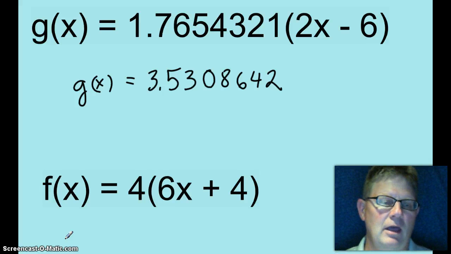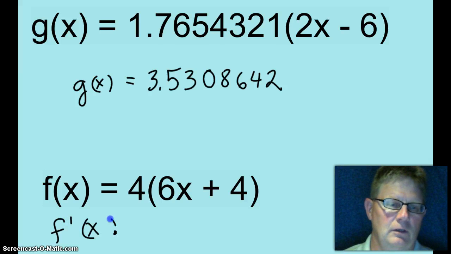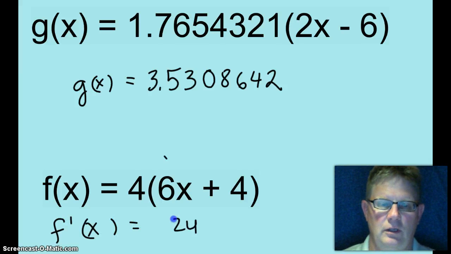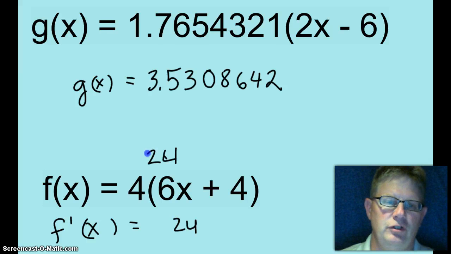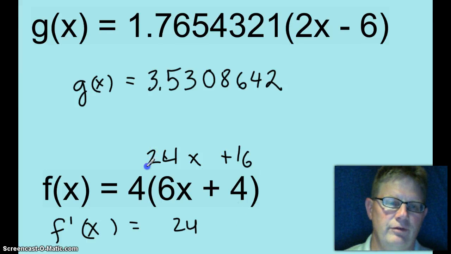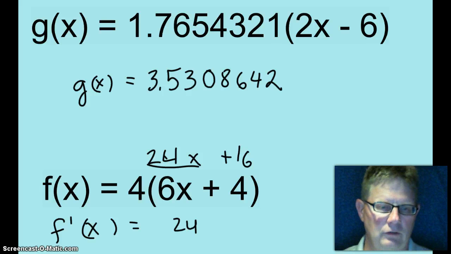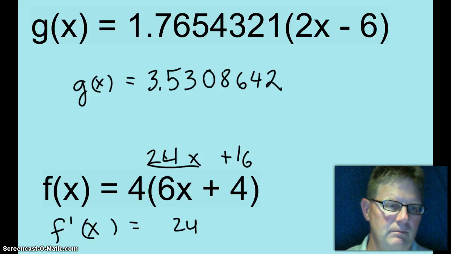Okay, f of x equals 4 times the expression 6x plus 4. Well, what is the derivative of this 6x plus 4? 6. With that constant out front, f prime of x is going to equal 24. And look, if you wanted to distribute this out first and then find the derivative of it, well, okay, the derivative of that is 24x. Yeah, all right. The derivative, sorry, is 24. Moving right along before I trip over my tongue any more than I have already.